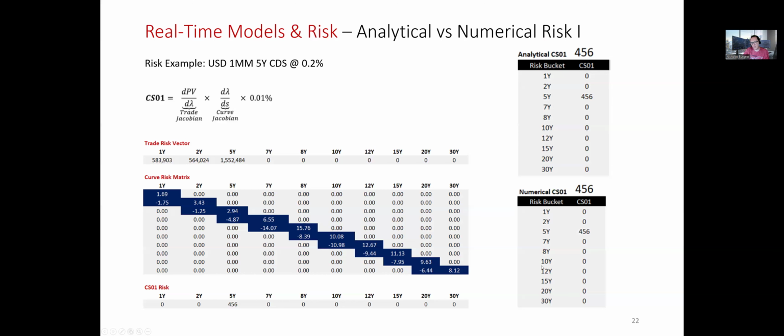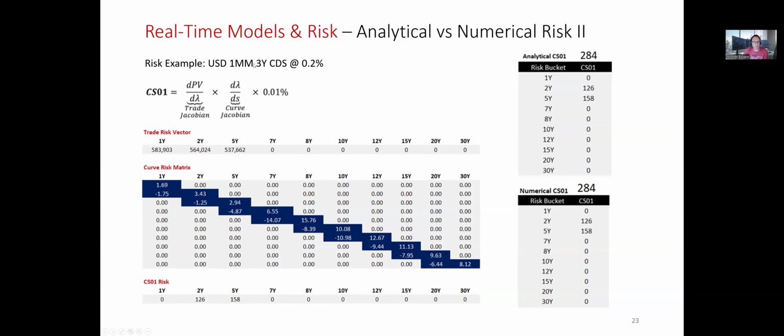So that's a brute force approach that we typically don't want to do. The analytical risk is going to be real time in your portfolio. It's completely awesome. That's the way to go. So this is the first example.